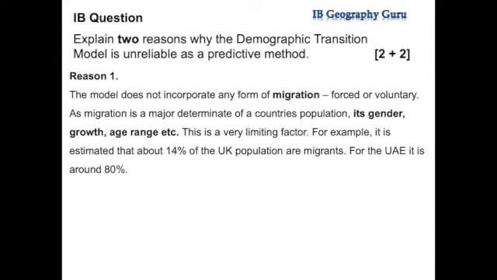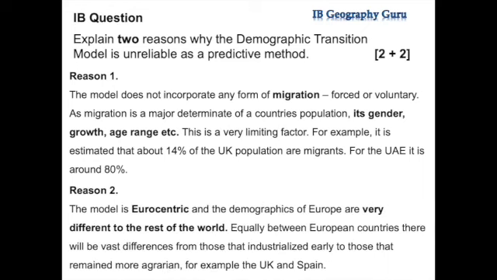So, reason 1, the model does not incorporate any form of migration, forced or voluntary, as migration is a major determinant of a country's population, its gender, growth, and age range, etc. This is a very limiting factor. For example, it is estimated that 14% of the UK population are migrants. For the UAE, it is around 80%. So any model without migration in it cannot be predictive.